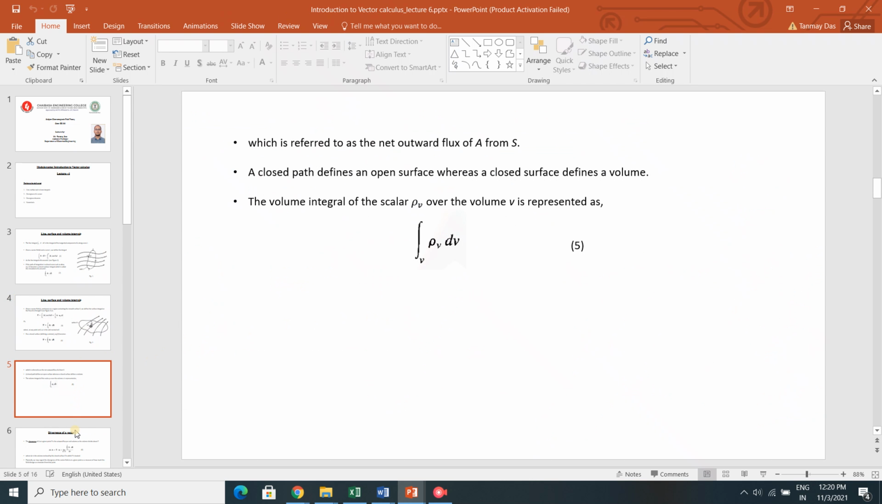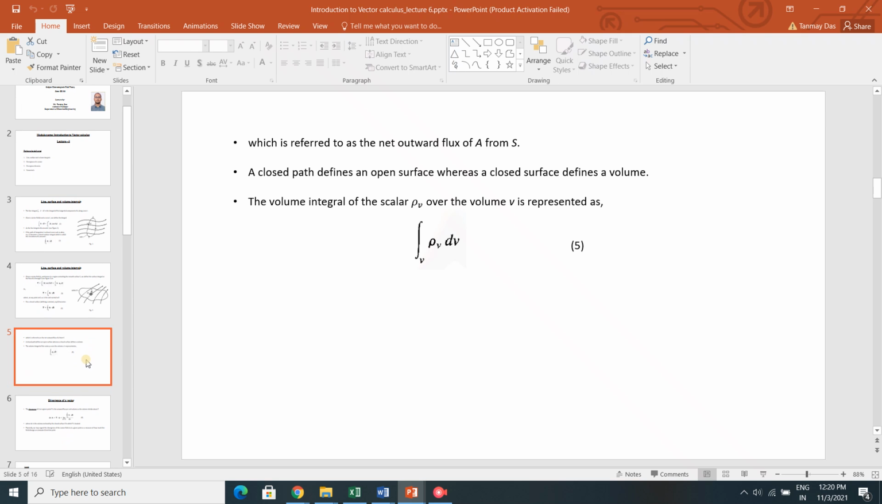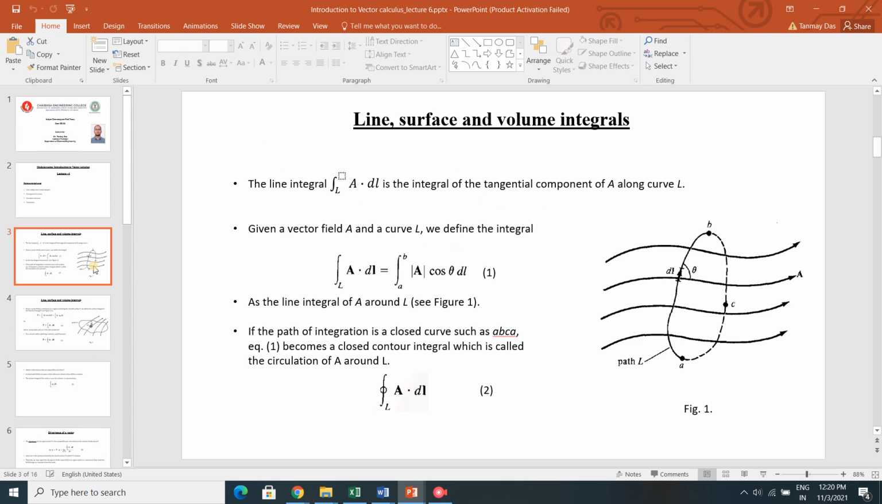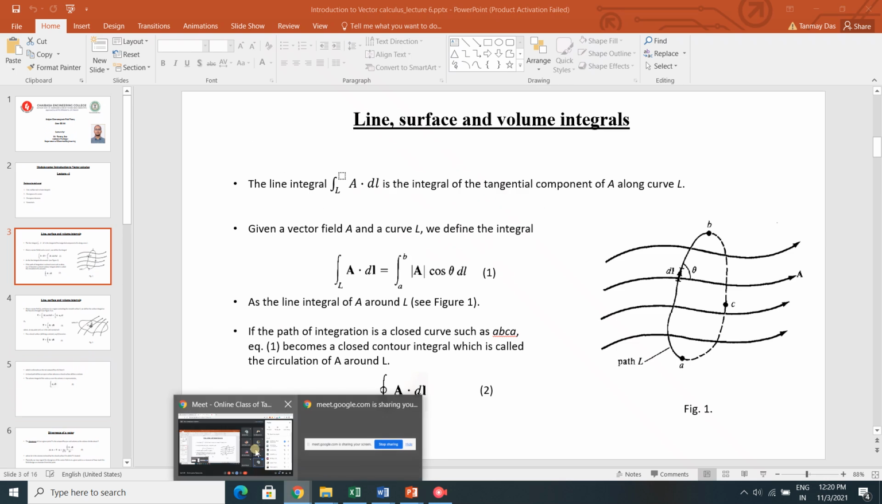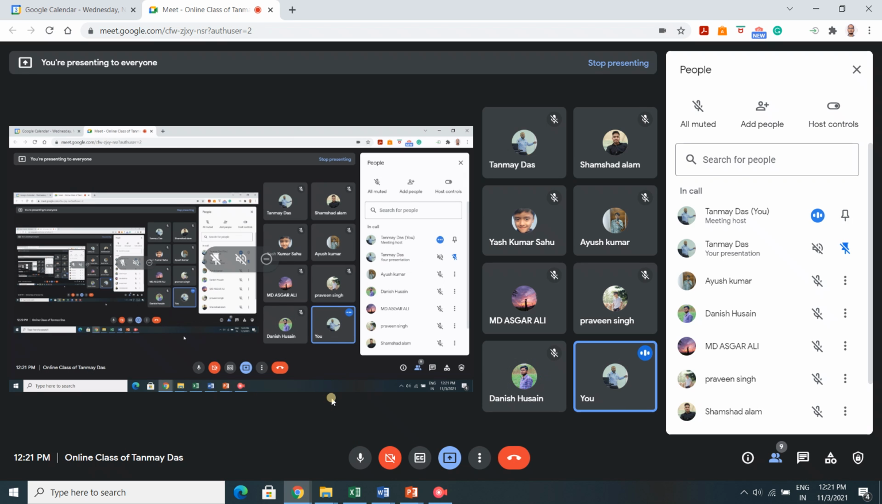So I will just discuss this. I will continue the divergence in the next class, because if I start divergence, it will take at least 30 minutes to explain. So if you have any question regarding this particular lecture, then you can ask. Do you have any question?